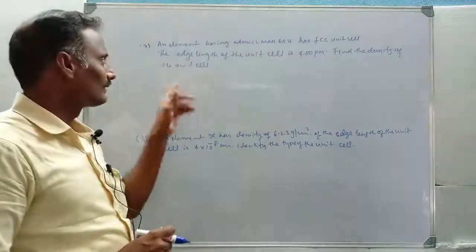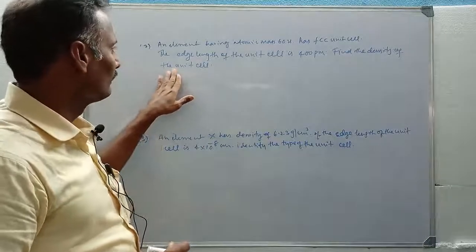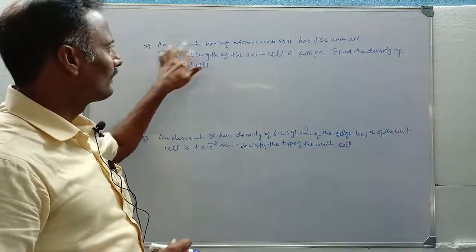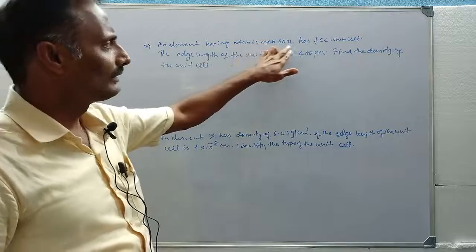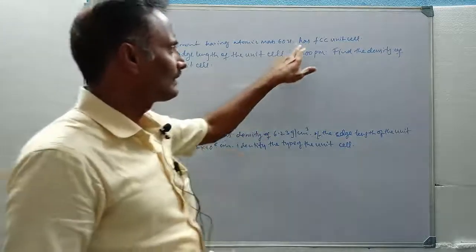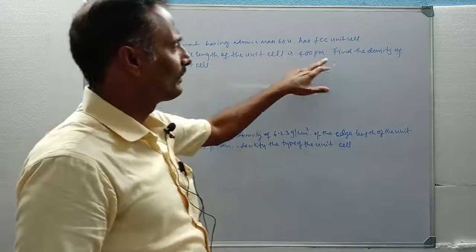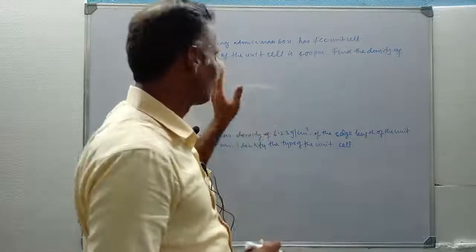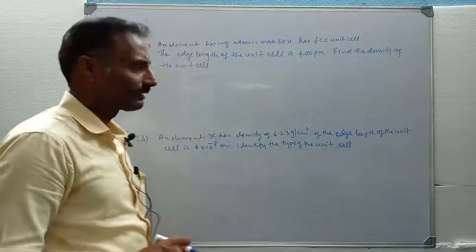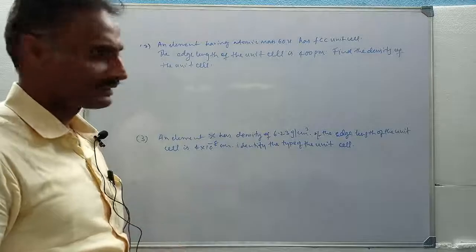Okay, this is the second problem. In the second problem, an element having atomic mass 60 U has a face-centered unit cell. The edge length of the unit cell is 400 picometer. Find the density of the unit cell. This is one of the important problems asked in previous examinations.